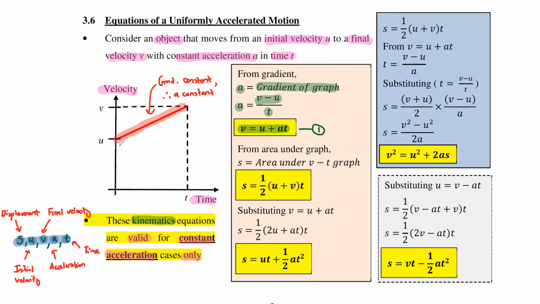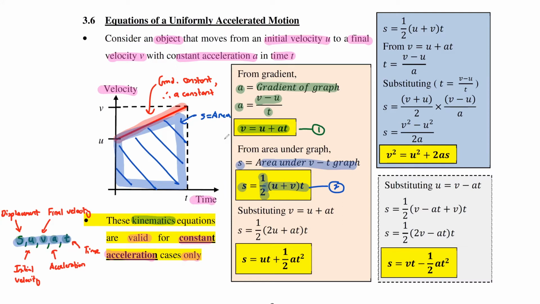Next, the area under a velocity-time graph is equal to the displacement. So if displacement is equal to the area under the velocity-time graph, and the area is the area of a trapezium, the displacement is therefore equal to half (u plus v) times t. This is the second kinematics equation.